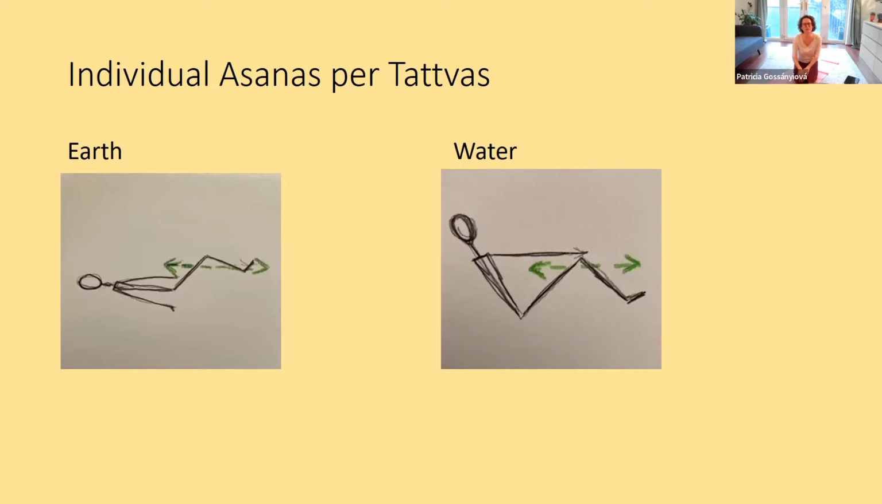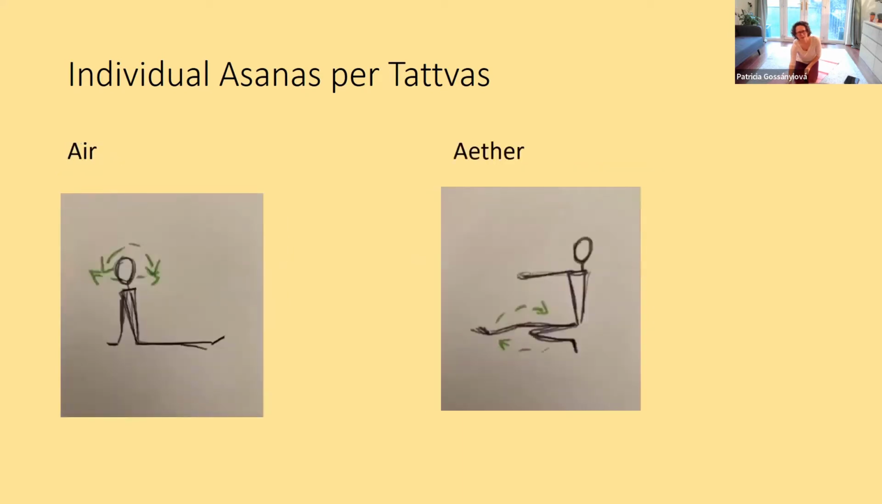Like you see in the first picture, we will be lying on our back with our legs lifted up, and as if pushing to something, and that will create the tension in that particular part of the body. And then later on, there will be, of course, more asanas for individual elements. So this is all regarding the theoretical presentation.